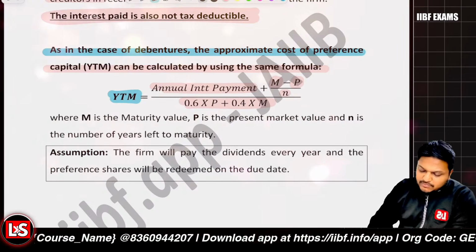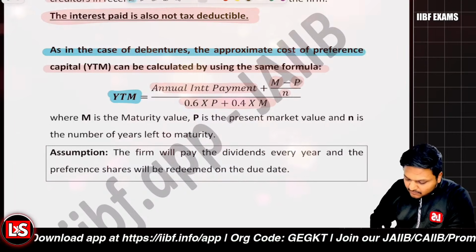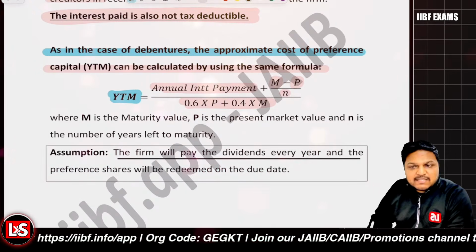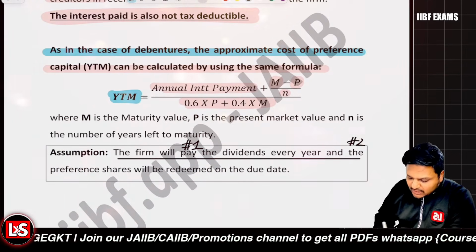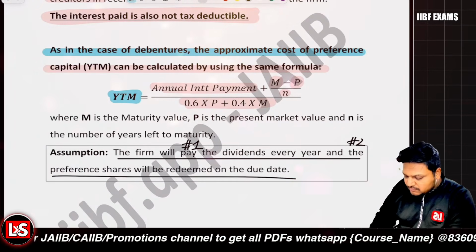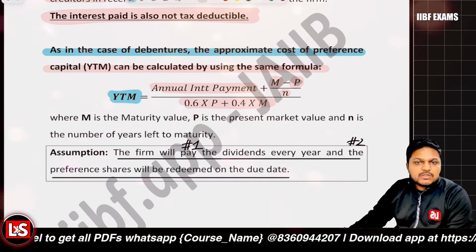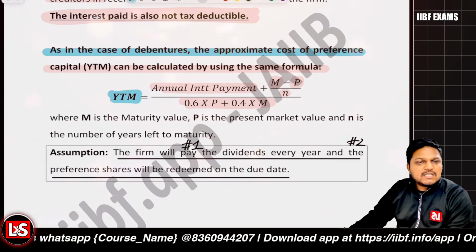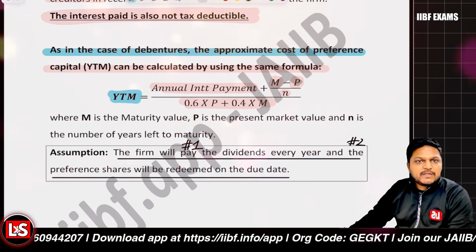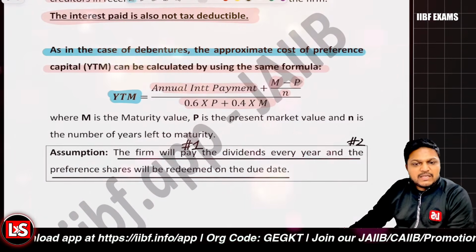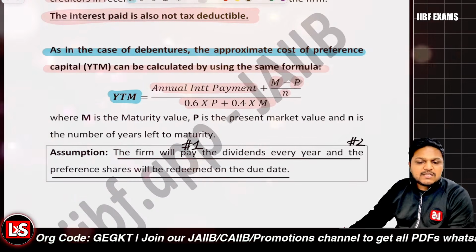But there is an assumption that a fixed dividend will be paid each and every year. This is the first assumption, that the fixed dividend will be paid. And the second assumption is that the preference shares will be redeemed on the due date. So using that, we can also solve a numerical. The same formula is to be used, so nothing to worry about. Clear with it? So whether we are talking about the cost of debt or the cost of the preference capital, it's the one and the same thing.